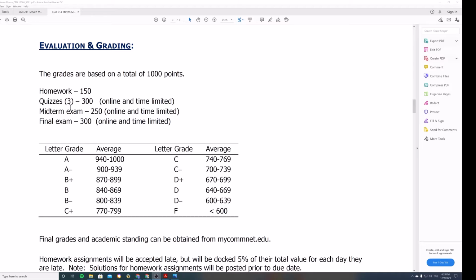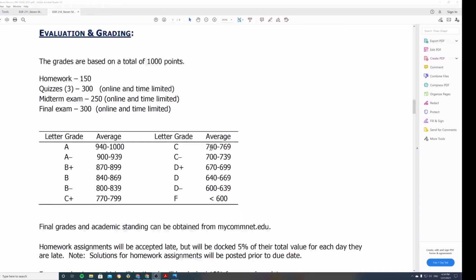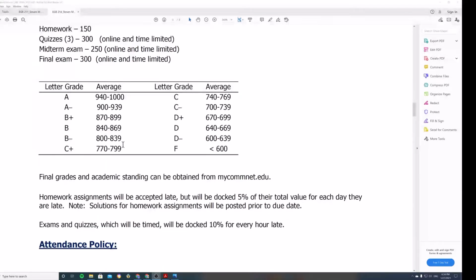And with quizzes, I'll announce or post it online at least a week ahead of time. And the midterm, at least 2 weeks. You can figure this is going to be about halfway through the semester, and then at the end the final. Okay, and here's the grade breakdown, what those numbers translate into.